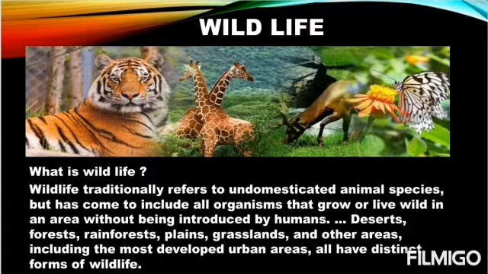Desert, forest, rainforest, plains, grassland and other areas including the most developed urban areas all have distinct forms of wildlife. Wildlife includes animals, birds, insects as well as the aquatic life forms. They provide us milk, meat, hides and wool. Insects like bees provide us honey. They play an important role in the ecosystem.